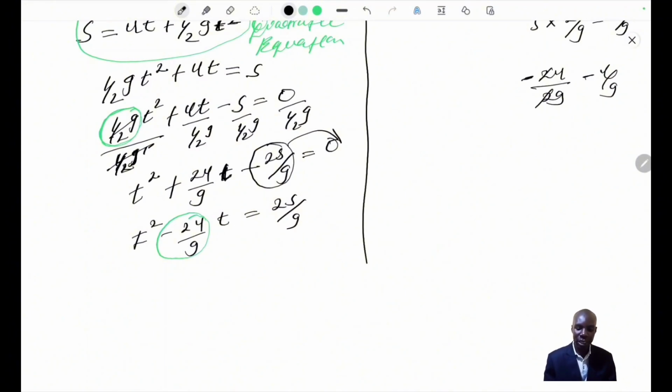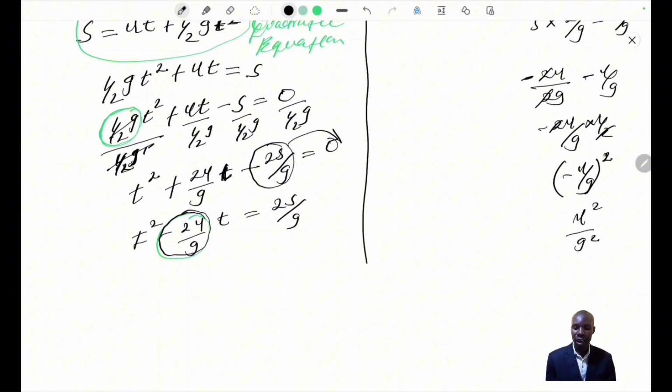Half of the coefficient of t: we take the coefficient of t and divide it by 2. Half of the coefficient of t is minus u over g. Then you square it on both sides. If you square it, you'll get u squared over g squared. Once you've squared half of the coefficient of t, you add it to both sides.